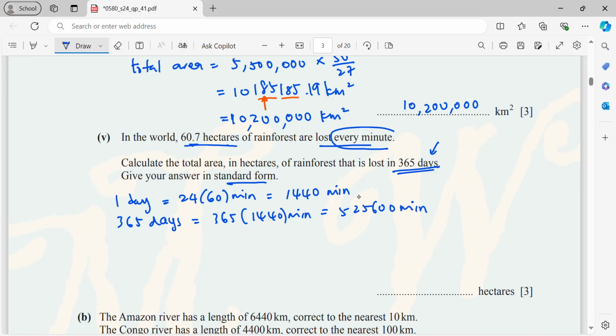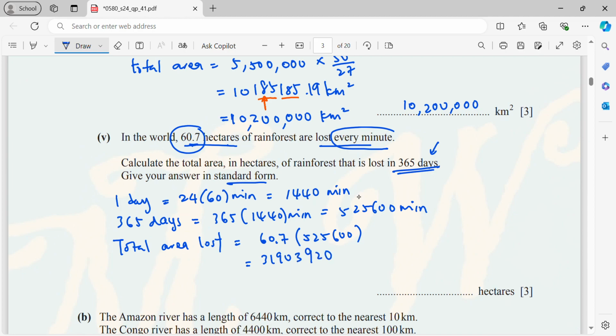So now you need to find the total area lost. Therefore, total area lost equals 60.7 hectares times 525600. So this is going to be 31903920 hectares.